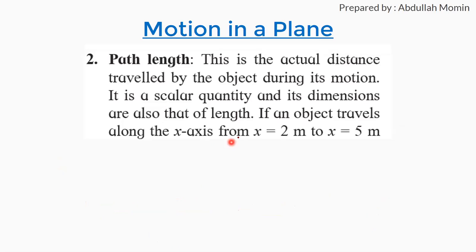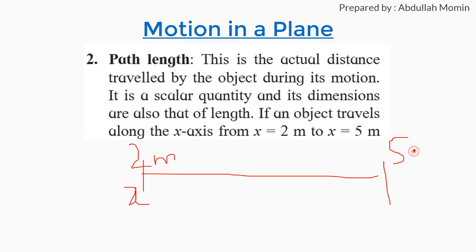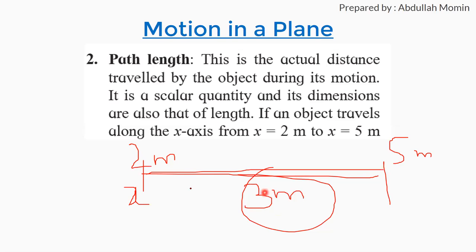Now path length. This is the actual distance traveled by the object during its motion. It is a scalar quantity and its dimension is also that of length. If an object travels along the x-axis from x equal to 2 meter to x equal to 5 meter, then the actual distance covered is 3 meters. So we will say that the path length is 3 meter and it is a scalar quantity.